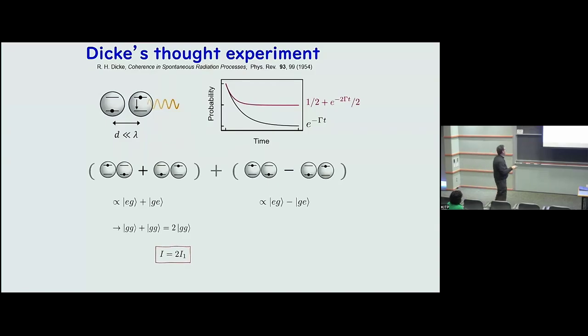They constructively interfere, if you want, and so you get a higher intensity of that, or the rate is increased. This thing destructively interferes and cannot decay. So that's a superradiant state, that's a subradiant state.